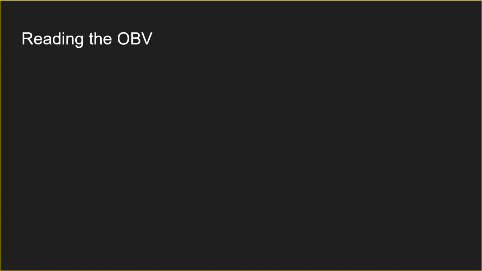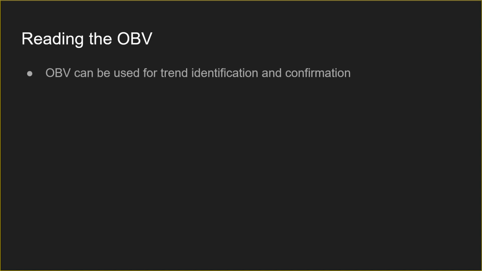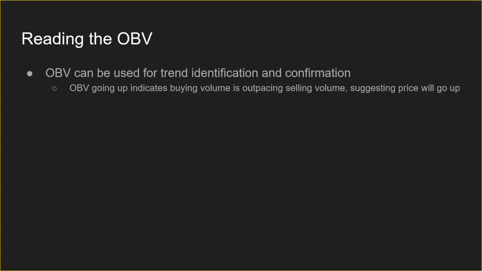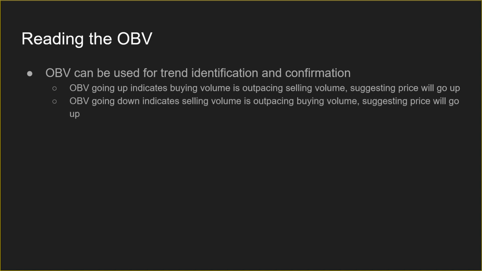So now that we know how it's calculated, we know that it's heavily based on general volume and buying pressure and whether or not prices went up or down in that particular day. Let's talk about how to read this. The OBV can be used for trend identification and confirmation. OBV going up indicates buying volume is outpacing selling volume, suggesting price will go up. OBV going down indicates selling volume is outpacing buying volume, suggesting price will go down.